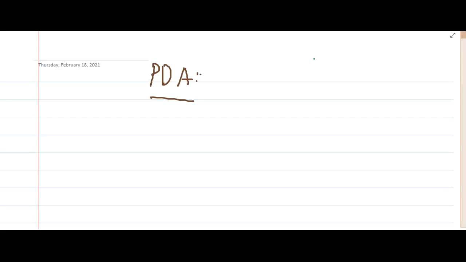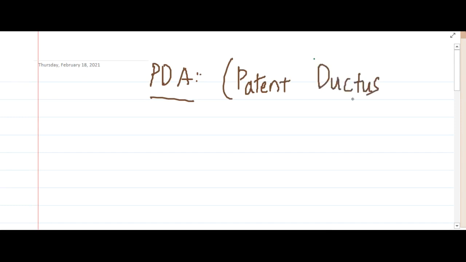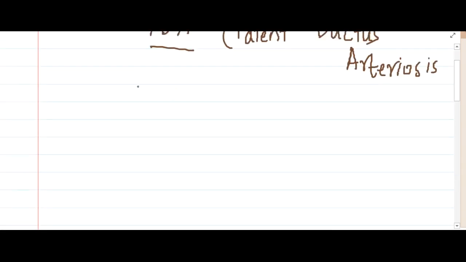Hello friends, let us now learn some important points about the patent ductus arteriosus. This is patent ductus arteriosus. What is this patent ductus arteriosus? Here there is a connection between the pulmonary artery and the aorta.